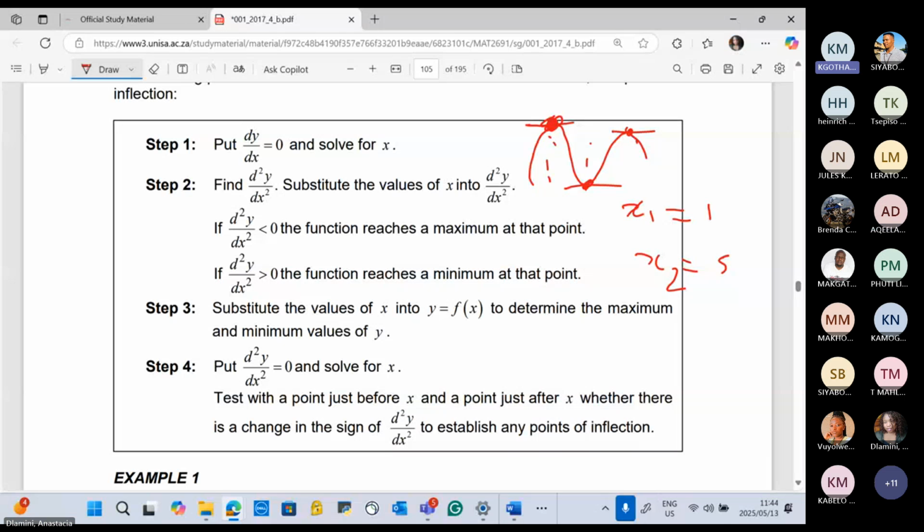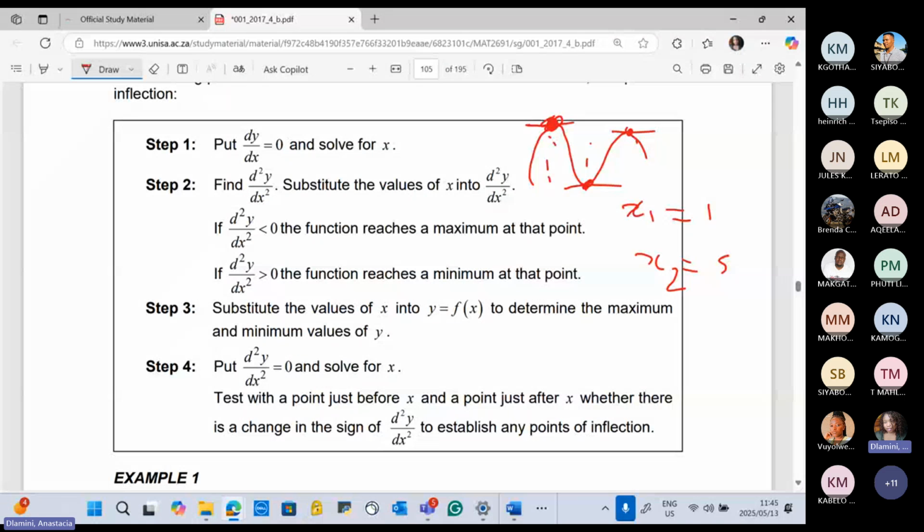Yes. Now, if the second derivative is positive, that gives you the minimum point, where the minimum point lies. Since we get the position of the maximum point and the minimum point, how do we find the maximum and the minimum value? We take the same x values and substitute them into the original function, the one that you differentiated, to determine the maximum value or the minimum value of y.